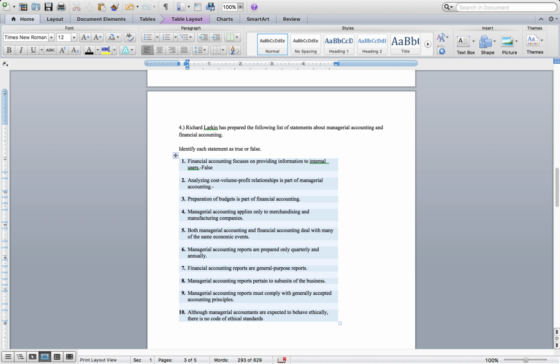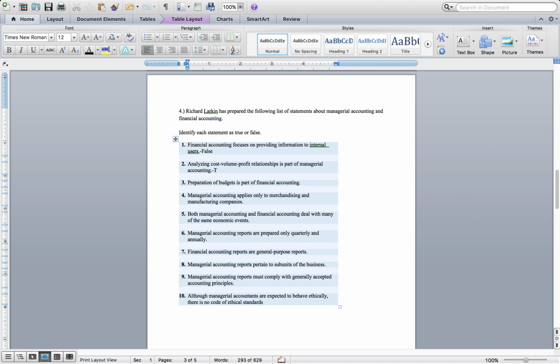Analyzing cost volume relationships is part of managerial accounting. Yes, that is true. We'll get into more detail as the semester progresses. Okay, next part. Preparation of budgets is part of financial accounting. That's going to be false. Budgets are an integral part of managerial accounting. Again, we'll get into more detail in future chapters.